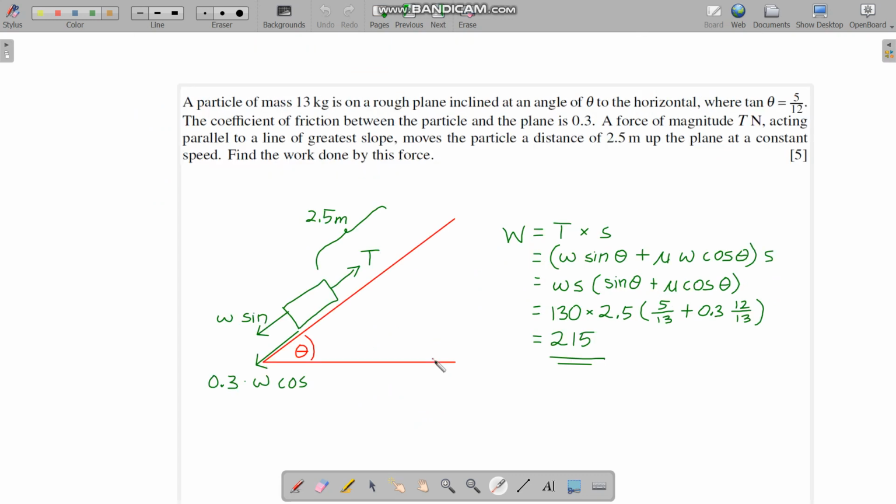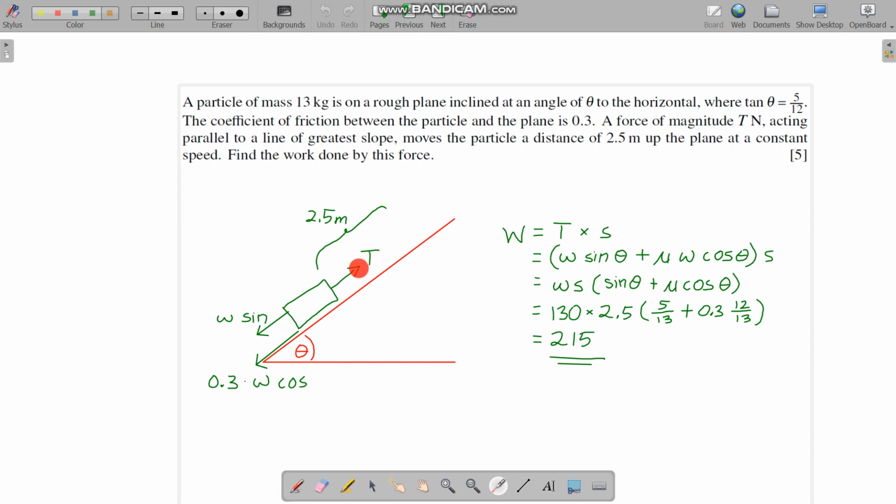Second last question, we read the question. So we have an object on an inclined plane, and at constant speed, so the engine force must be equal to the weight force and the resistance, the friction force. And we are looking for the work done by this engine force.